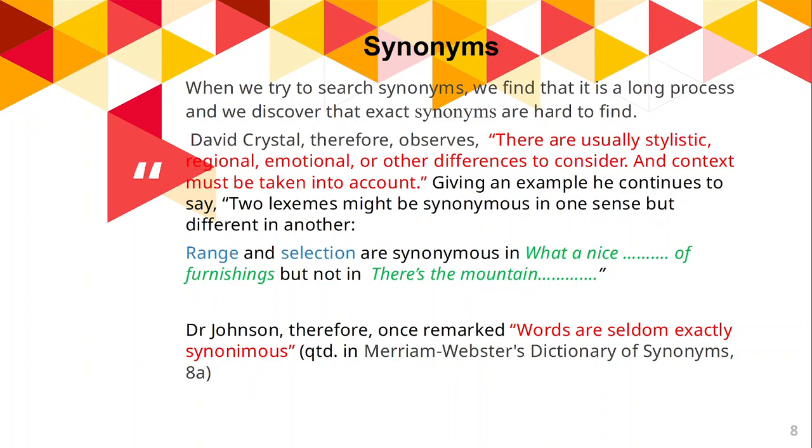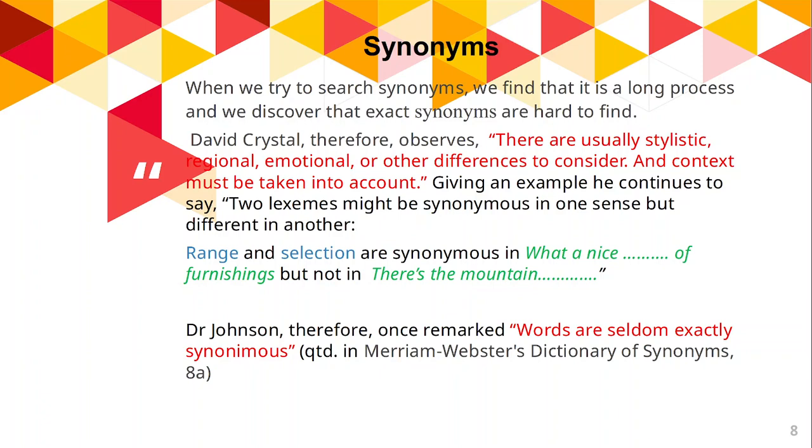David Crystal also says two lexemes might be synonymous in one sense, but can be different in another. For example, if you take range and selection, they are synonymous. You can say, what a nice range of furnishings. And in this expression, you can substitute range with selection without much change in meaning. What a nice selection of furnishings.